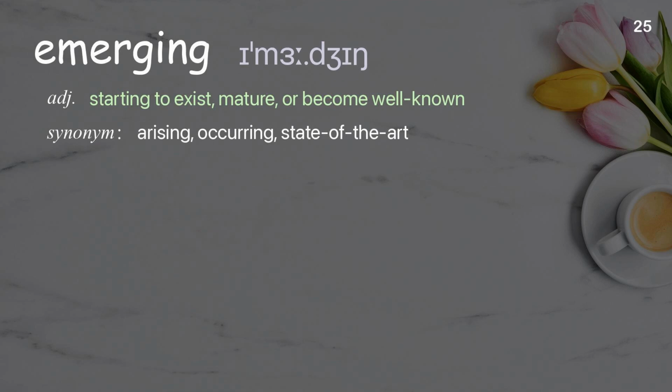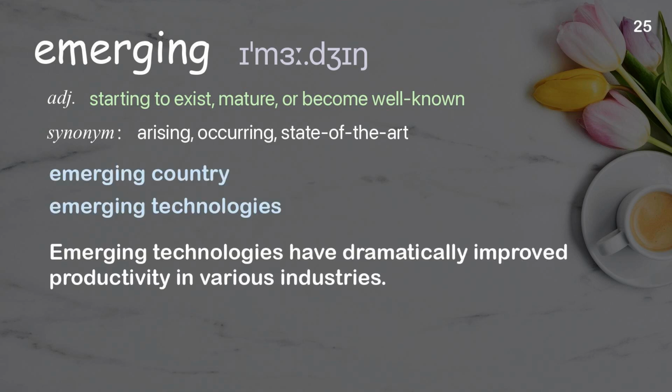Emerging. Starting to exist, mature, or become well known. Examples: emerging country. Emerging technologies. Emerging technologies have dramatically improved productivity in various industries.